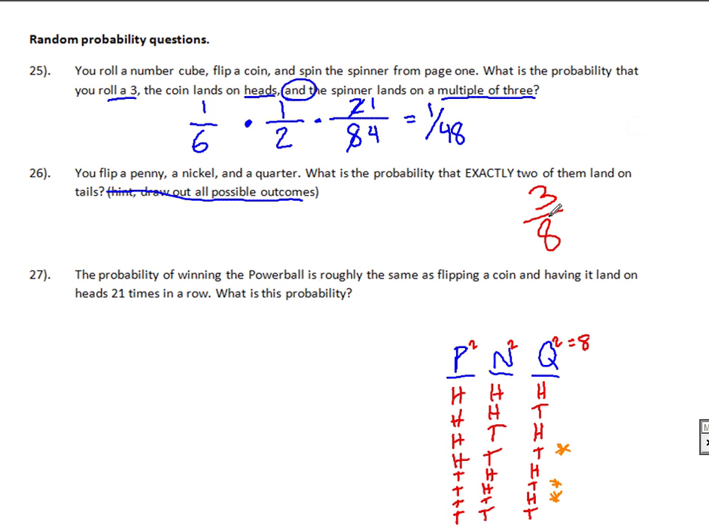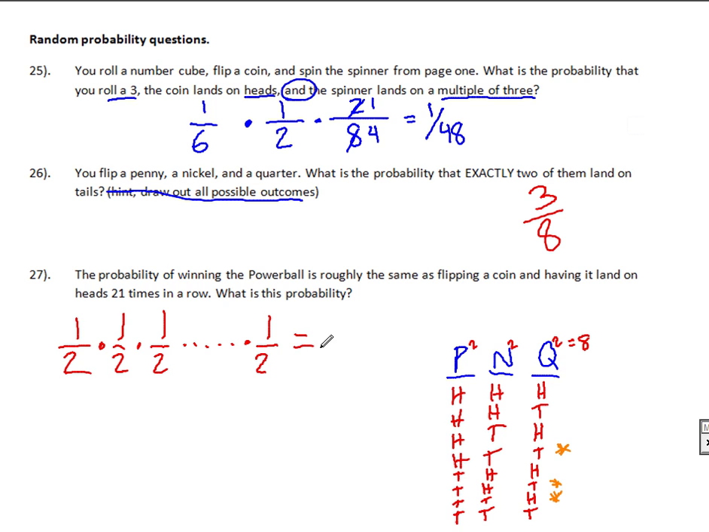And the last one, probability of winning a Powerball is about the same as getting heads 21 times in a row when you flip a coin. So what's this probability? So that means you flip a coin, it lands on heads, and you flip it again, and it lands on heads again, and it lands on heads again, over and over again 21 times. Probability of it landing on heads is 1 out of 2. And the second time, 1 out of 2. And the third time, 1 out of 2. And so on and so forth. 21 times I have to do this 1 out of 2.